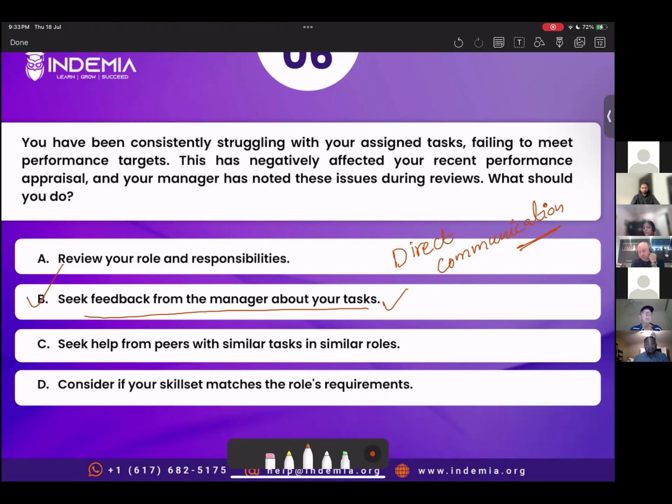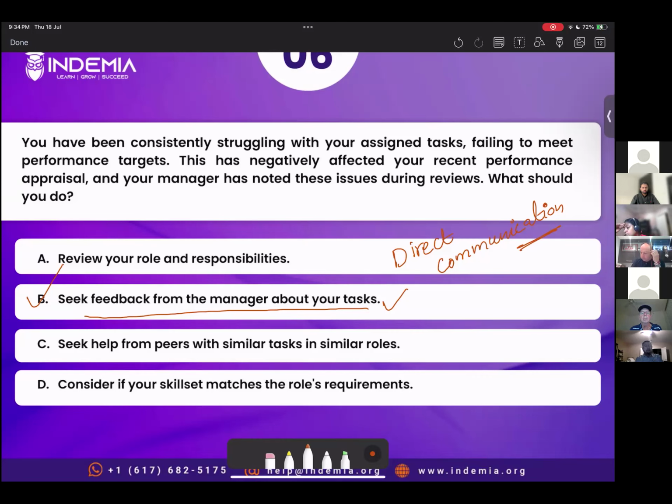Here the feedback is already given, he's discussing with the manager. So he's looking and the feedback is given to him. So I felt seeking help from the peers may be helpful, right? The discussion has already been happening, the performance review is given. So I felt what you should do next is maybe seek from the peers some similar tasks, find out how it can be done. It's again something collaborative, right? So that's the reason I chose option C.